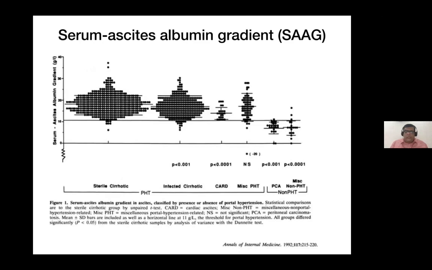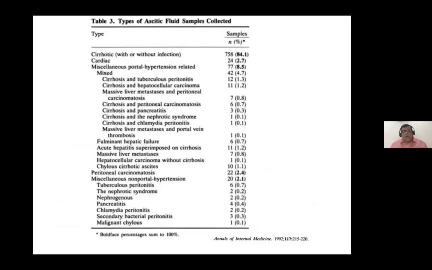And this was their patient cohort. A quick thing to see: the number of patients with cirrhosis was 758, with or without infection. That's 84.1% of the cohort. And if you see, the local causes were just 42. So based on this 42 patients' data, we have till now based our clinical approach towards understanding the etiology of patients with ascites.